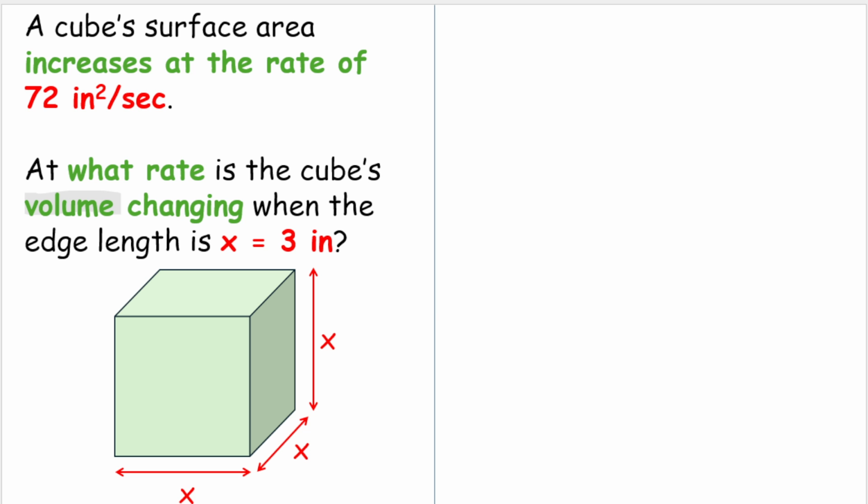Okay, now let's do the calculation for the volume of the cube. V is obviously the width times length times height. So all of it is x, so we have x times x times x. Therefore, the volume here is x cubed. Okay, and then we need to find out the rate of change of the volume.